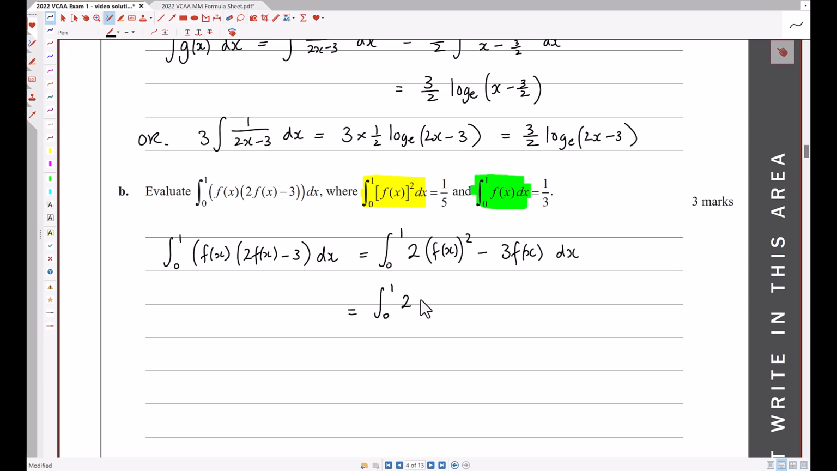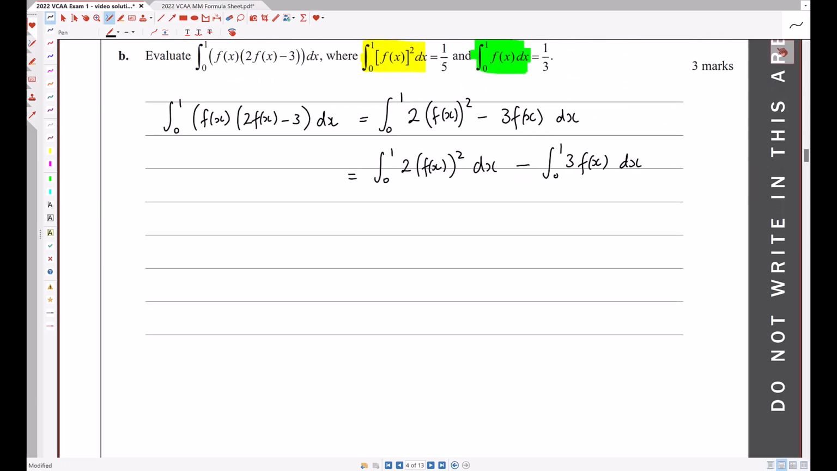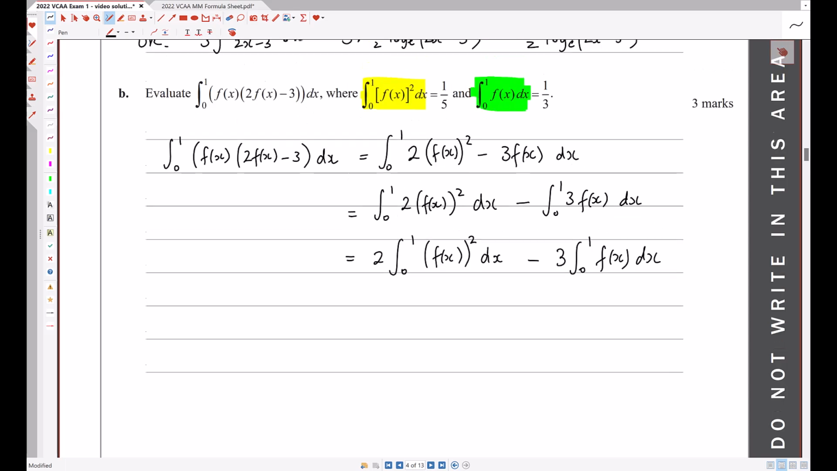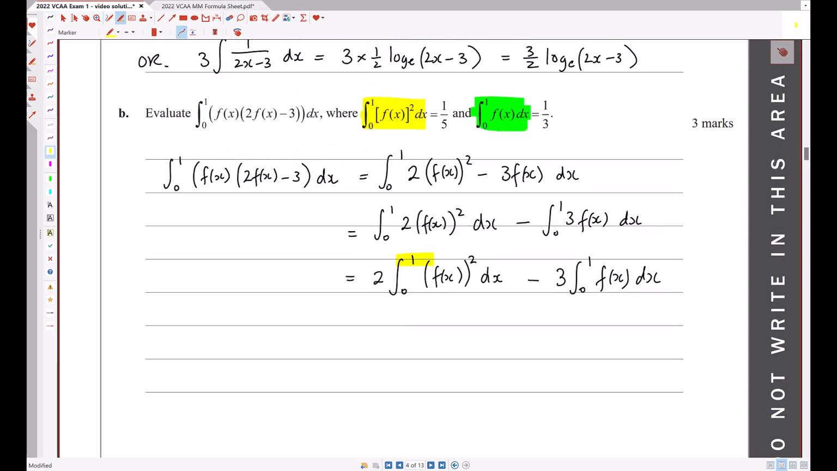Okay, so we could split up this integral. So this is 0 to 1 of 2 times f of x squared with respect to x minus 0 to 1 of 3 times f of x dx. And our properties of integrals allow us to take those constants out. So we're going to have 2 times the integral from 0 to 1 of f of x squared dx minus 3 times the integral from 0 to 1 of f of x dx. Okay, and so now I have actually isolated those yellow and green expressions. So this is the yellow thing, we know that equals 1/5, and this is the green thing, and we know that that equals 1/3. So we can now make those substitutions. So we're going to have 2 times 1/5 minus 3 times 1/3.